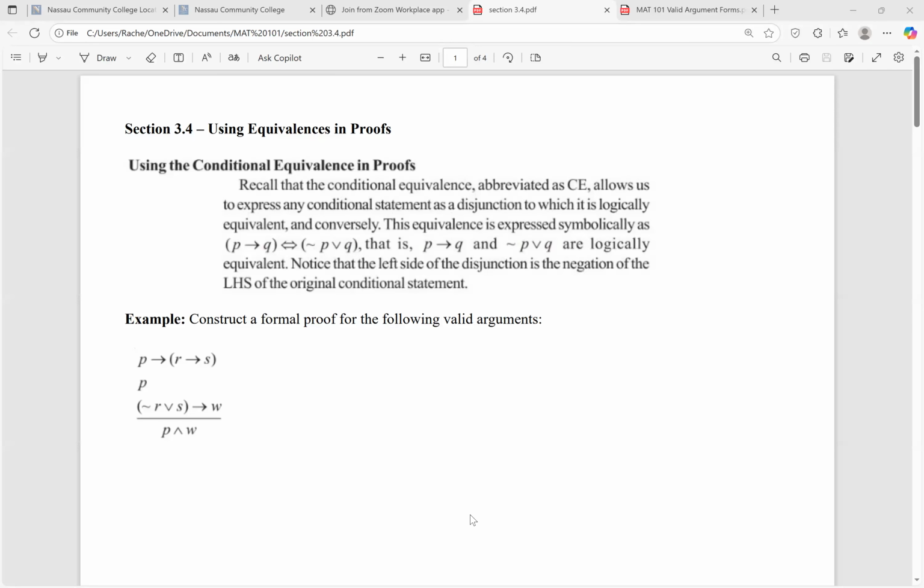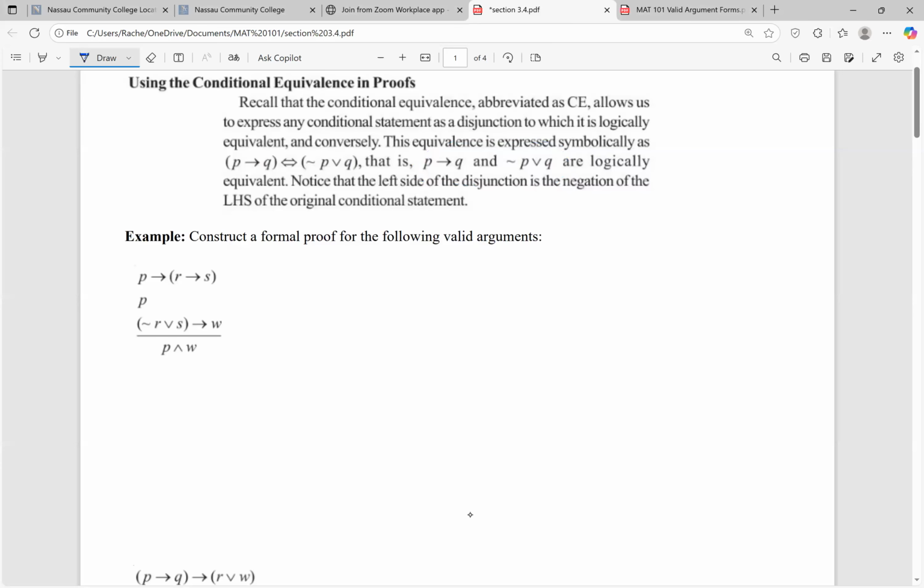So the conditional equivalence, and these equivalences aren't new. We were looking at them in the previous chapter. Just a reminder, if we have a conditional statement, P implies Q, that's equivalent to not P or Q. So sometimes it might be necessary, depending on the premises that we have in an argument, to use that equivalence.